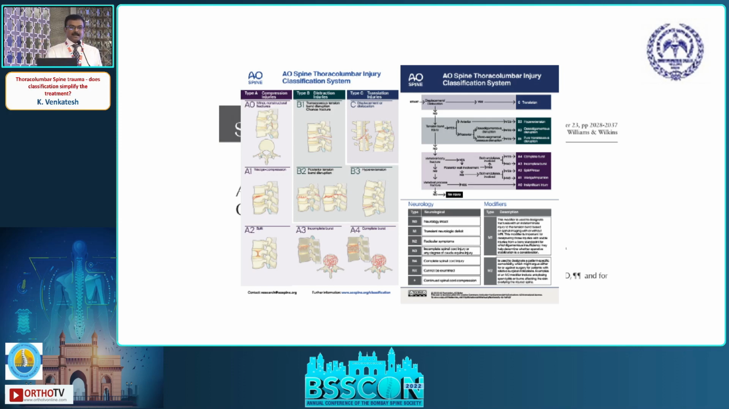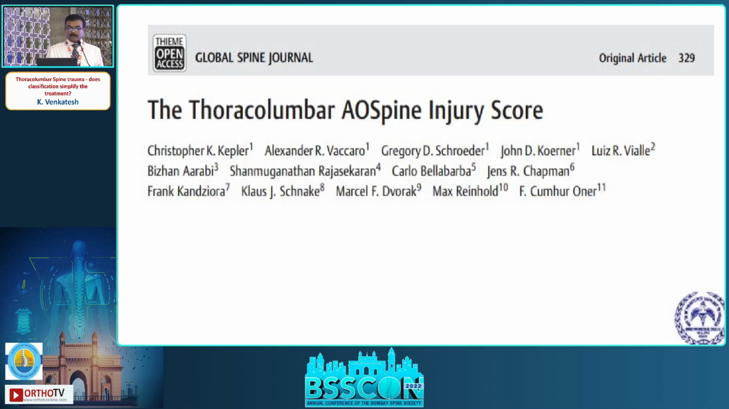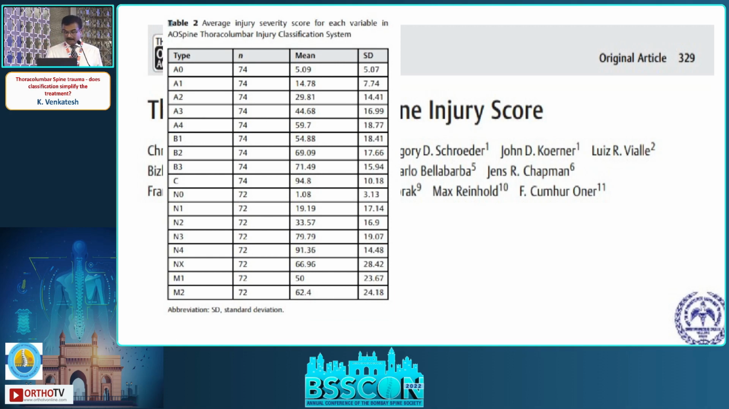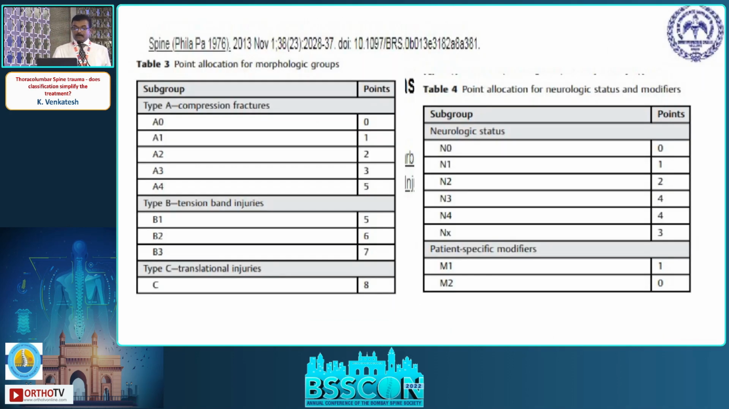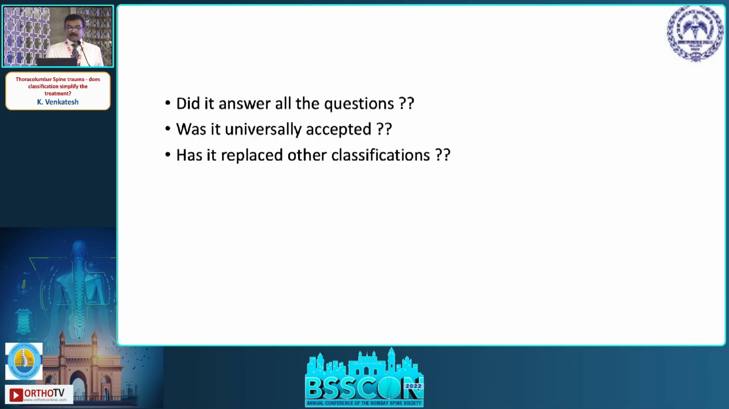And he came up with this classification, again going back to CT. So this is the current classification. They put an injury score for this too, which is going to guide you on the treatment. This is the scoring system. So finally, it looked like a horoscope matching classification. It has all the combinations, everything is there. So did it answer all the questions? Was it universally accepted? Has it replaced other classifications?